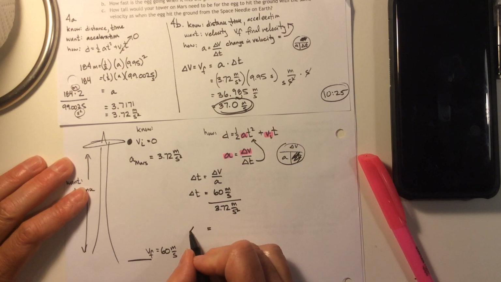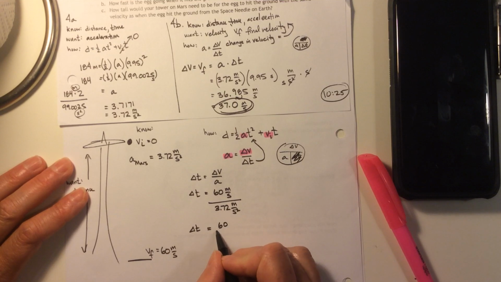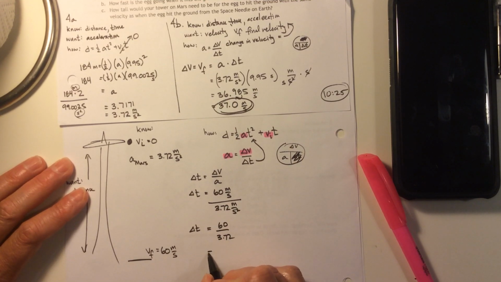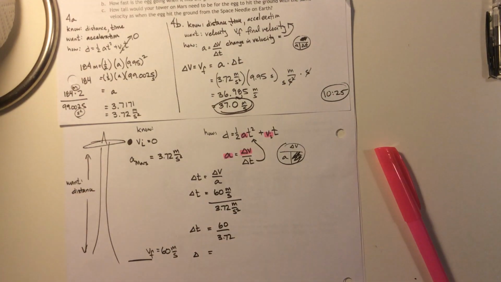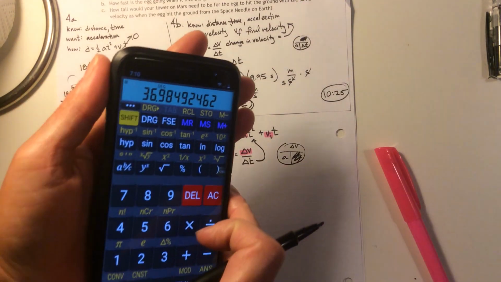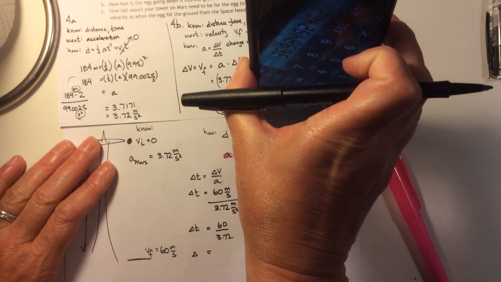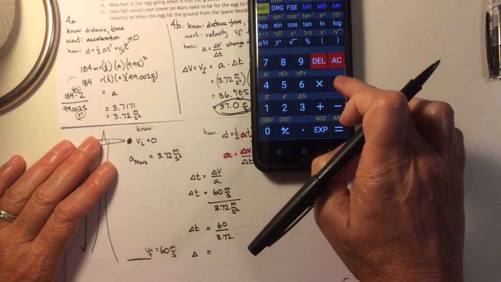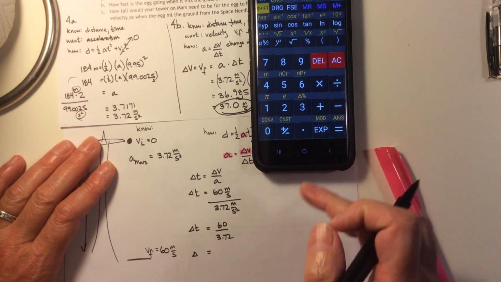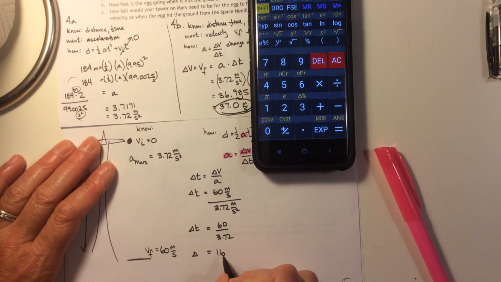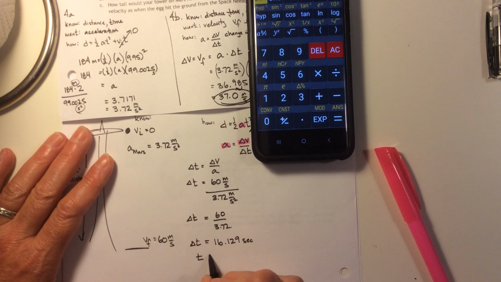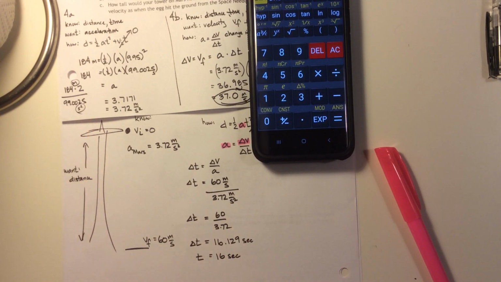All right, so what I have is my change in time is 60 divided by 3.72 equals 16.129 seconds. Or the time elapsed by the time it hits the ground is this. I have 2 digits, so I'll round it to 2 digits. 16 seconds. That's a long time.